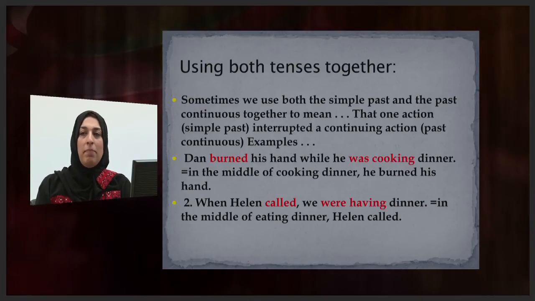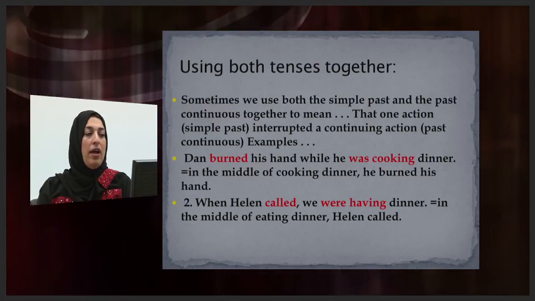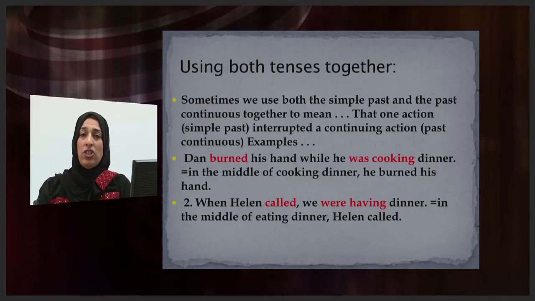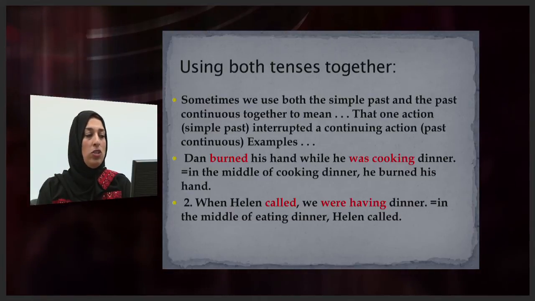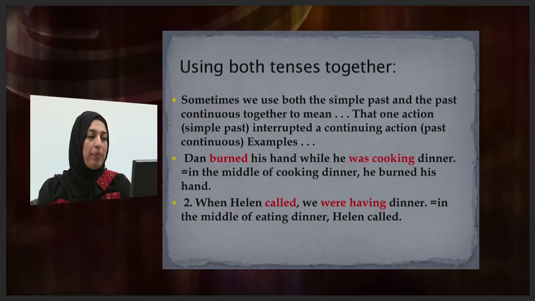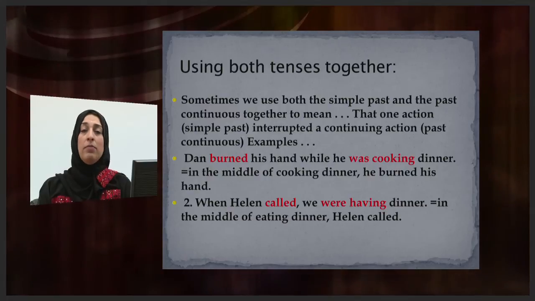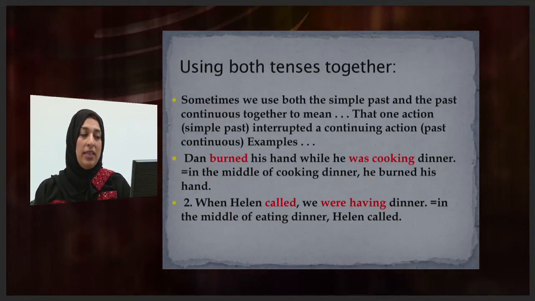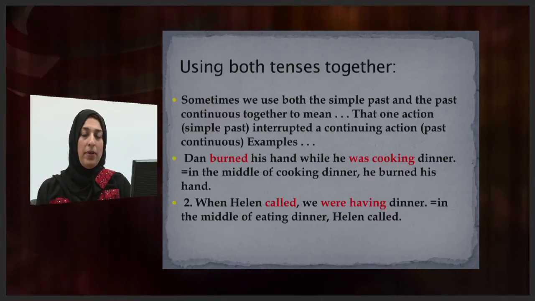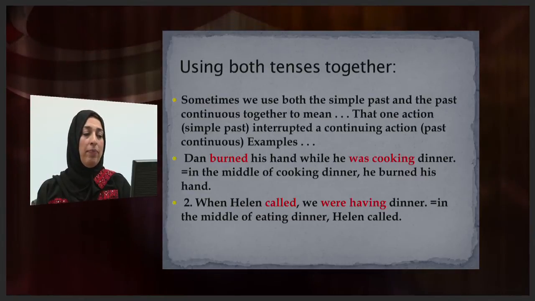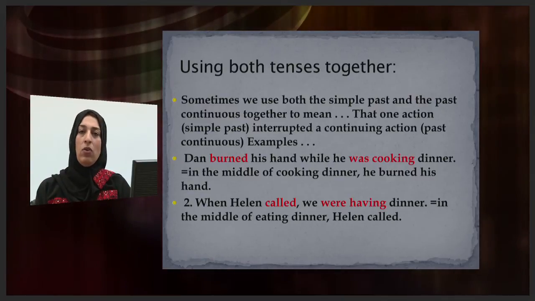Sometimes we might use the simple past and the past continuous together. We do that to mean that one action, which is used in the simple past, interrupted a continuing action, which is the past continuous. Examples: Dan burned his hand while he was cooking dinner. In the middle of cooking dinner, Dan burned his hand. So one action interrupted the other. Example number 2. When Helen called, we were having dinner. In the middle of eating dinner, Helen called.